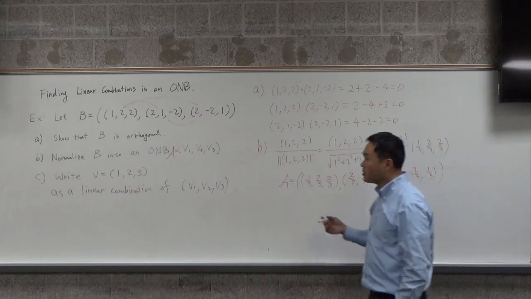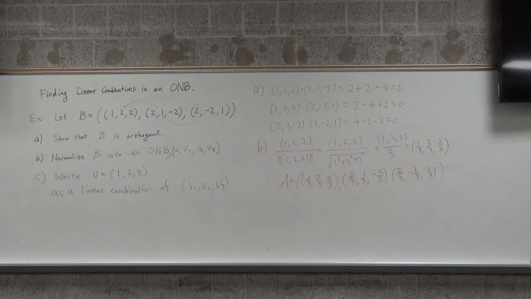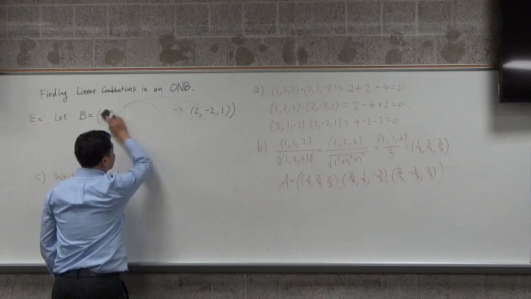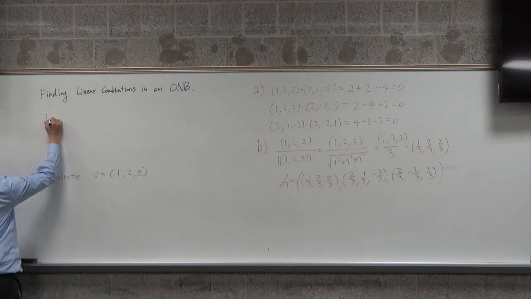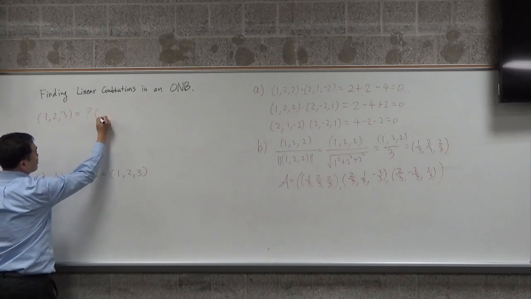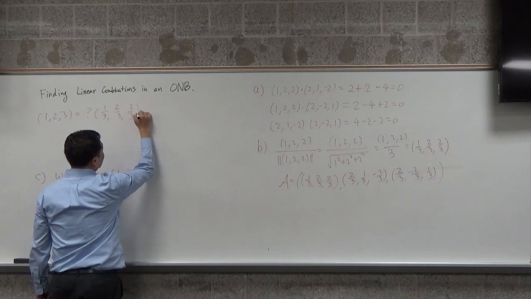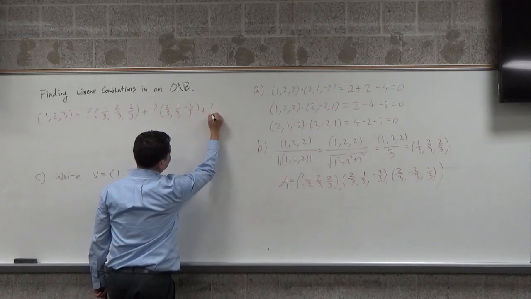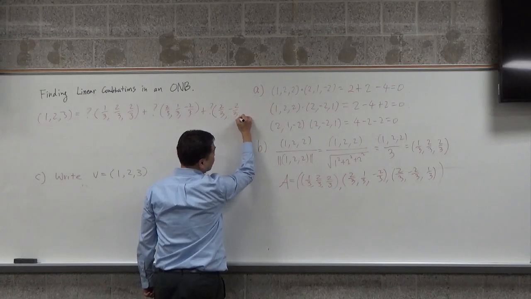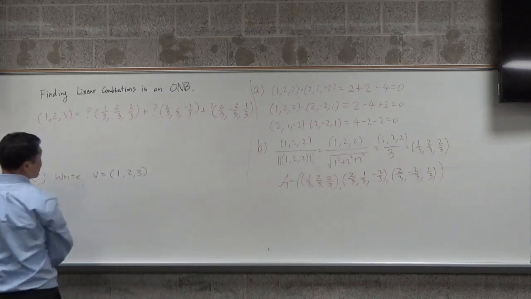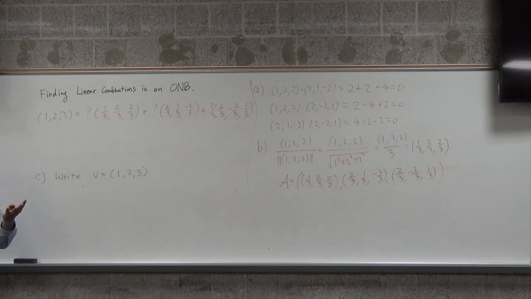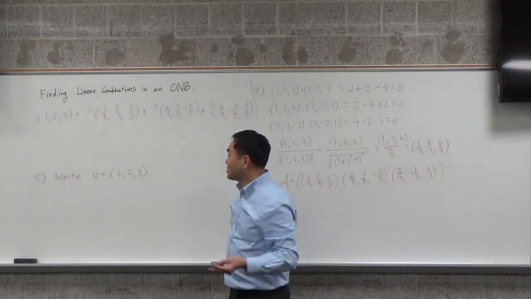Now comes the important part. How do you represent (1, 2, 3) as a linear combination of those? I want (1, 2, 3) as something times (1/3, 2/3, 2/3), plus something times (2/3, 1/3, -2/3), plus something times (2/3, -2/3, 1/3). That's what I need. Of course, you can put this as x, y, and z and come up with a 3 by 3 system of equations, which will take a long time. But because our vectors are orthonormal, it's a lot easier. How do we do it?